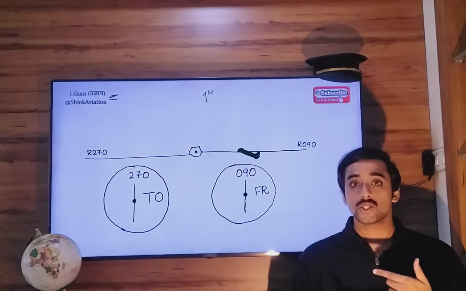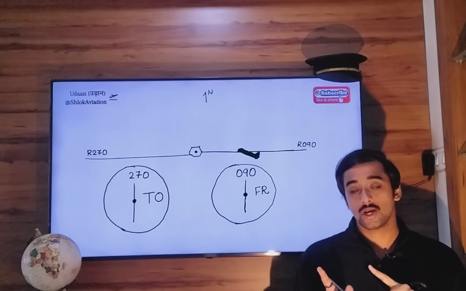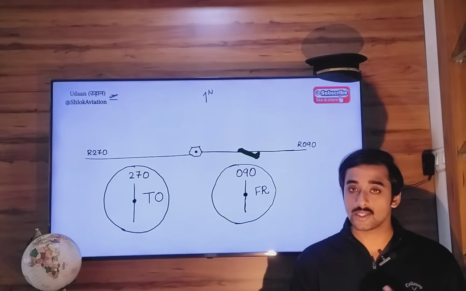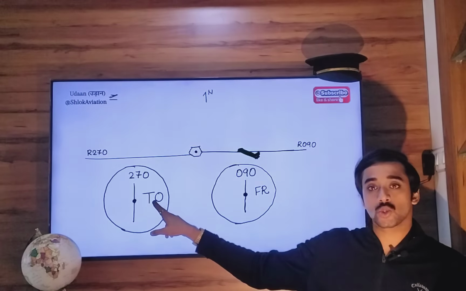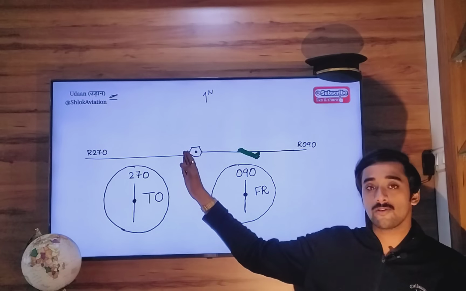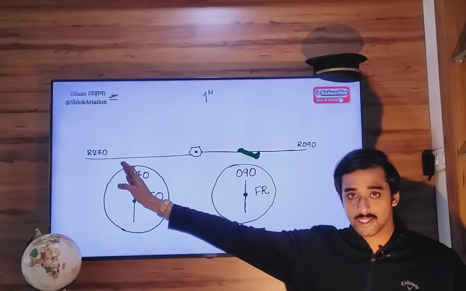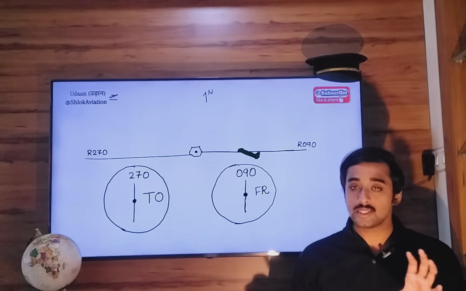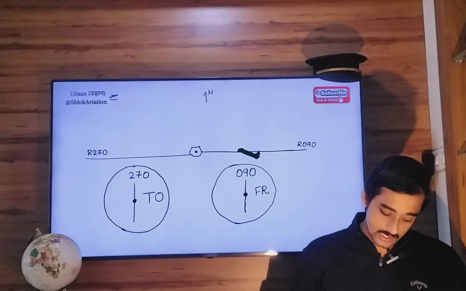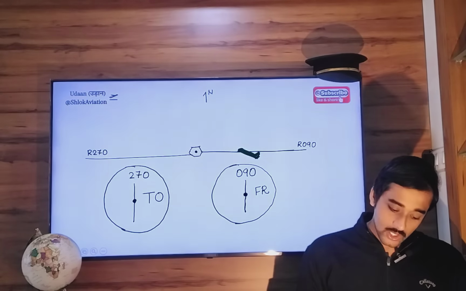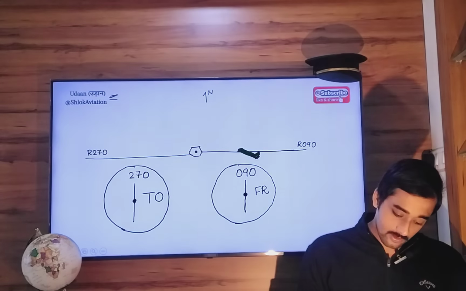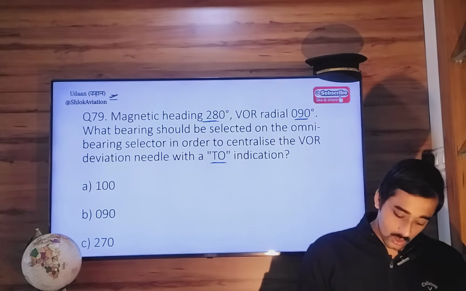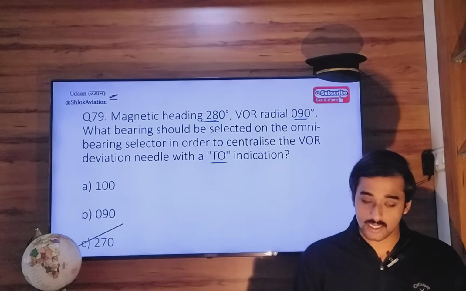When you overfly this VOR station and transition onto a new radial 270, automatically this TO will become FROM, because at that time you will be flying away from this VOR station. So this is the normal sensing of the OBS CDI. So now in order to get a TO indication, you will be required to select 270 in your OBS setting.